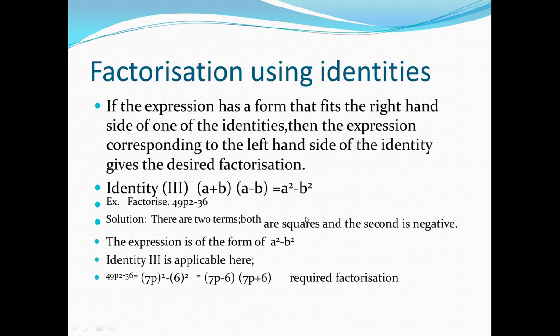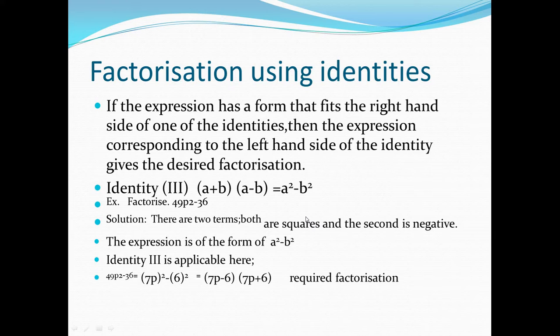Factorization using identities. In the previous exercises, we have done the factorization by using the first two identities. Now, let us use the third identity. If the expression has a form that fits the right-hand side of one of the identities, then the expression corresponding to the left-hand side of the identity gives the desired factorization. If the expression which is given in the sum is in the form of the right-hand side of the identity, then it will fit the results for the left-hand side. Let us do one example, so you can understand.